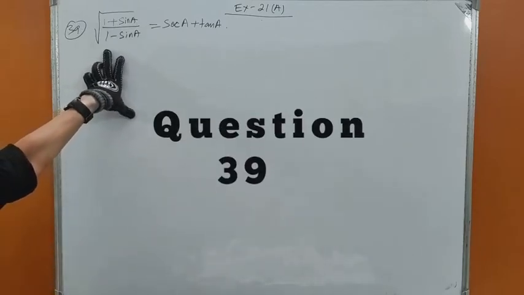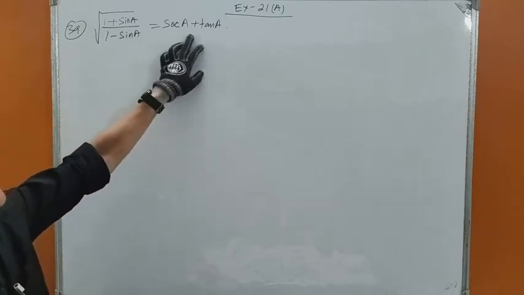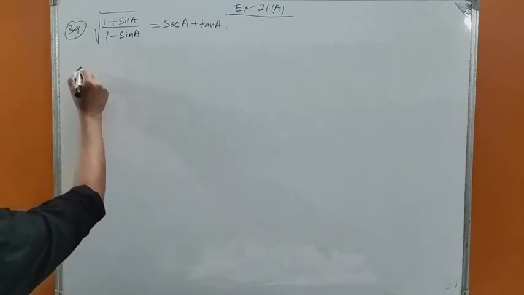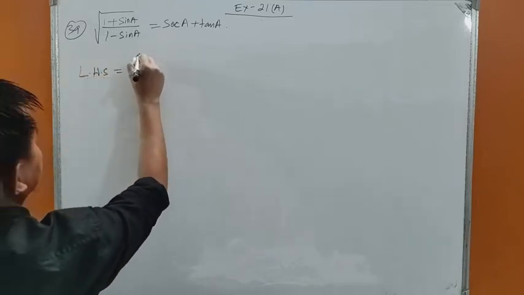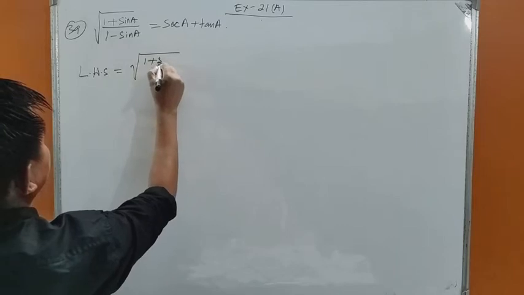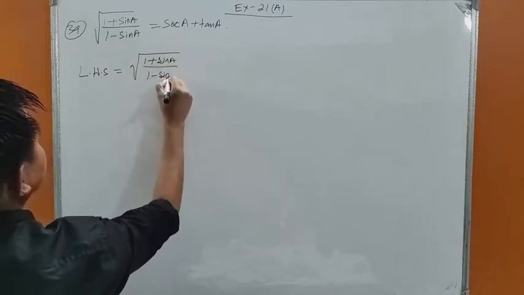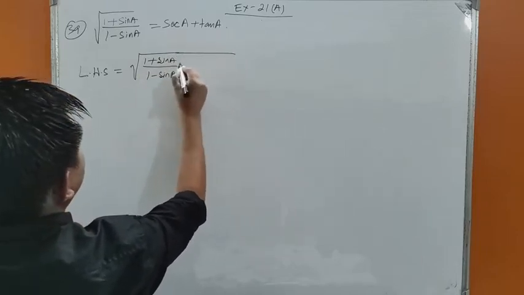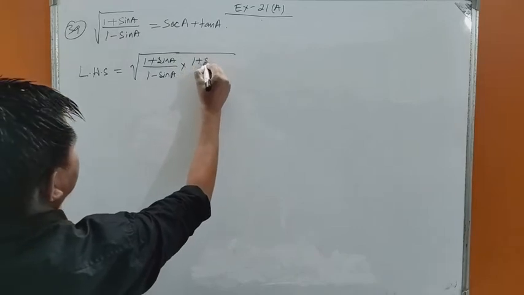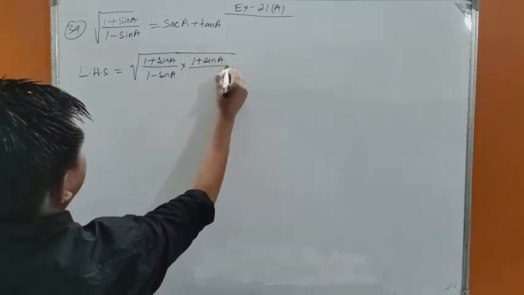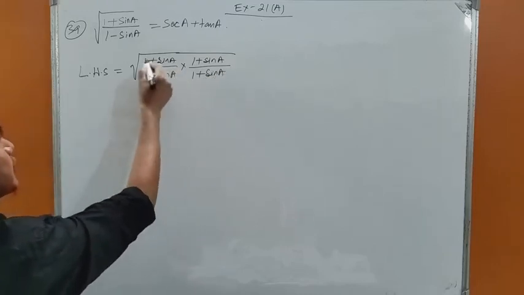We have root under 1 plus sin A upon 1 minus sin A in the left hand side, and we are asked to prove this equals to sec A plus tan A. So let's copy this left hand side. LHS equals to root under 1 plus sin A into 1 minus sin A upon 1 minus sin A. So let's multiply this number by 1 plus sin A in the numerator and in the denominator as well, 1 plus sin A. We can do this because the value of the expression does not change.